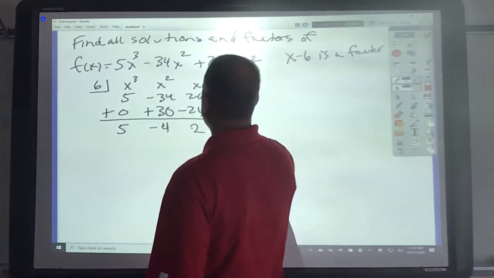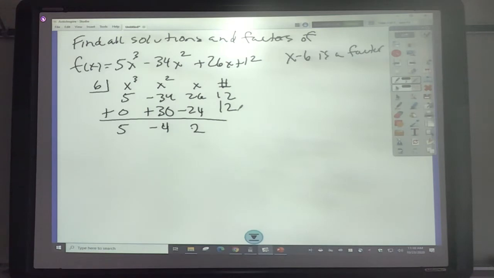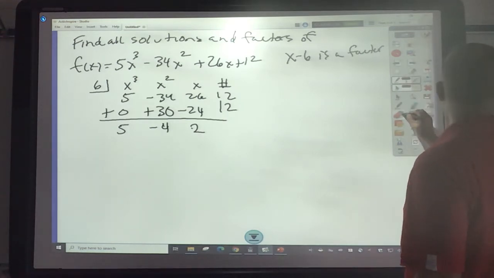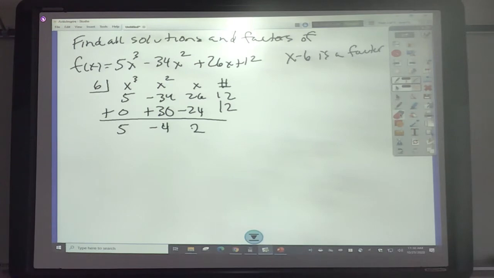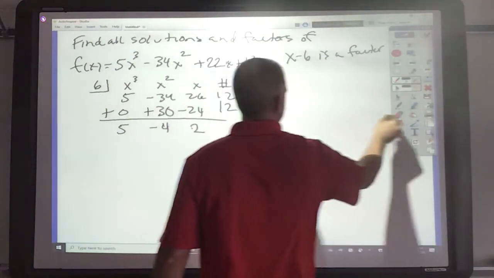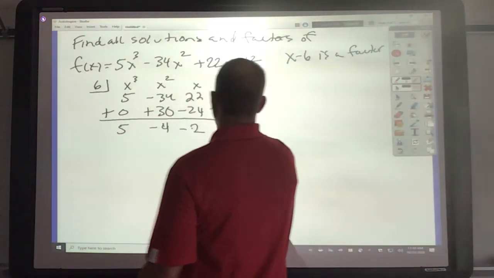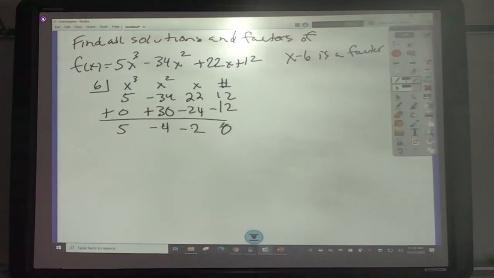Should be 12. What did I do wrong here? 5x cubed. Minus 2x. Oh, that should be a 22. Sorry. That would make more sense. Okay, negative 2, negative 12, 0. Okay. There we go. Sorry about that.